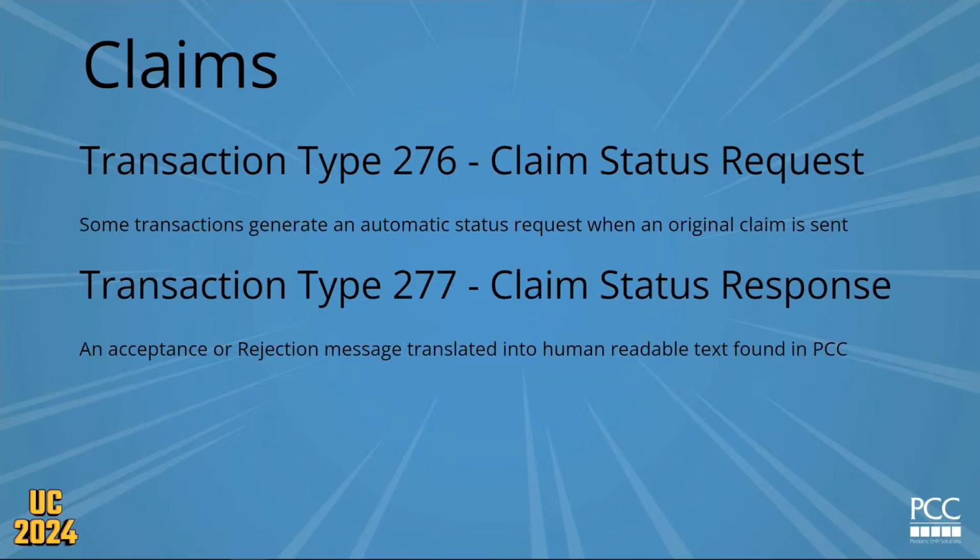Next one, claim status request. These generate just an automatic request when the original claim is sent, and then the response is usually an acceptance or rejection message that generally is going to come back in a format that you can read.